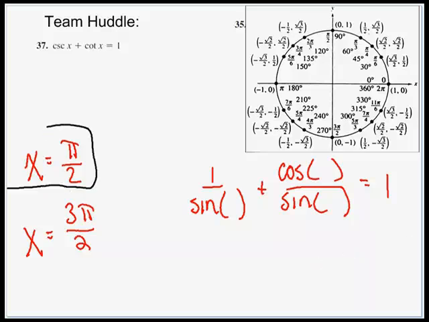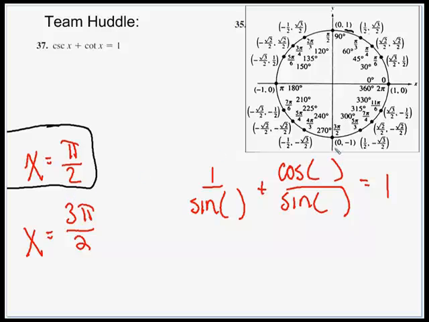So at a half pi, my sine value is 1. So here, that sine will be 1 over 1 plus, this will be a 1. The cosine at that value is a 0. So we get 1 divided by 1 plus 0 divided by 1, which is 1 plus 0, or 1. So pi over 2 checks out.